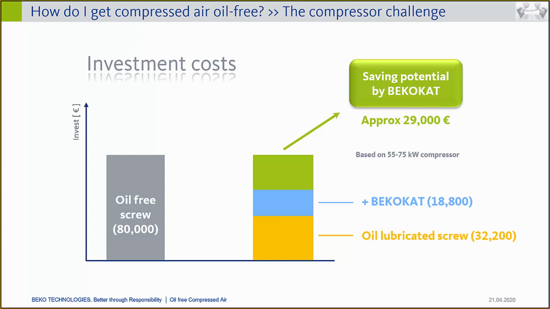For the US market, because of the higher price of BEKOSPLIT, we end up in a slightly different story. We assume that the compressors have the same price there, but the BEKOSPLIT is far more expensive. But even here, we have a saving potential of almost $9,000 in invest. And that's the one point where it becomes interesting maybe for the customer if he compares his oil-free compressor with lubricated ones. And it's not only the invest.